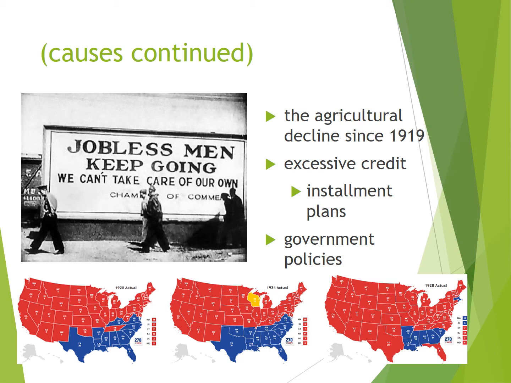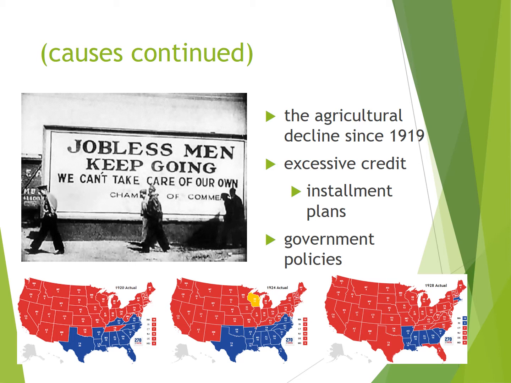Another issue is excessive credit. It all comes down to the fact that people did not have enough money to buy the consumer goods coming off the assembly line. So they used the new strategies like installment plans, which is basically like a layaway plan. You put a little money down and you pay for it over time, except in this case, you get to keep the product. And putting things on credit doesn't really seem like a bad thing during good economic times.